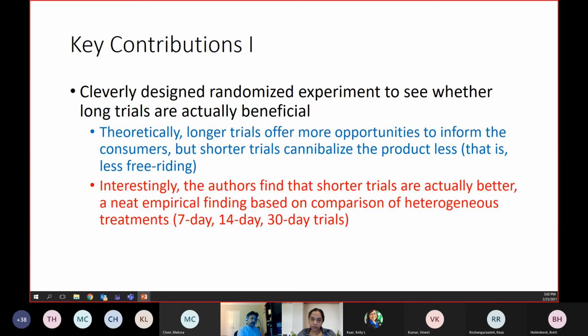As Emma already mentioned, theoretically people think longer trials are beneficial because they offer more opportunities to inform the consumers. But some other people argue, and I also argued, that shorter trials cannibalize the product less, or you can say there is less free riding, and in that sense shorter trials could be better. There is no really right or wrong answer in theory papers, but in this paper you can see a much clearer answer. The 7-day trial significantly outperforms the 14-day and 30-day trials. This is very important because these are the most commonly considered trial lengths in the industry, and the treatments are completely exogenous. So this result is very powerful.